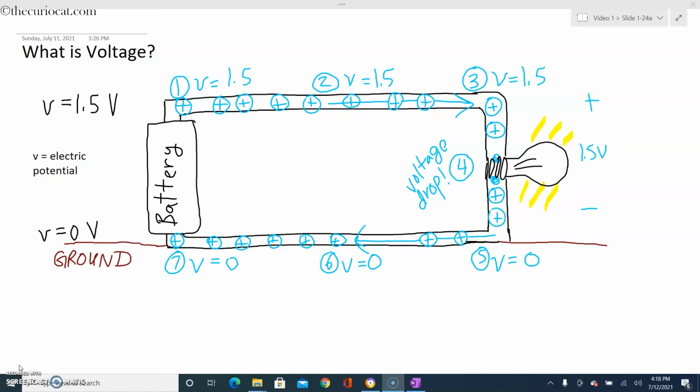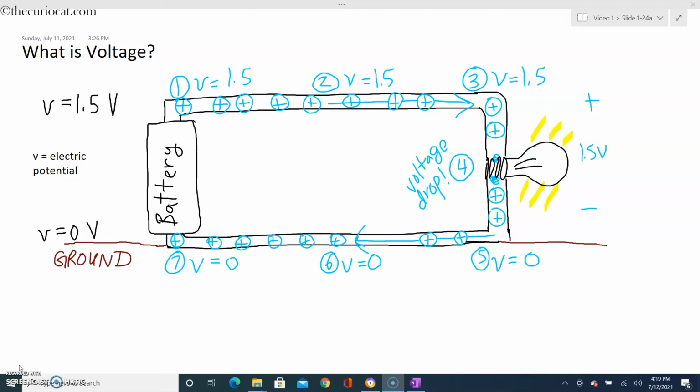At locations 1, 2, and 3, the value of V is the same. It is 1.5 volts. At location 4, the charges experience a voltage drop of 1.5 volts. In other words, we can say that there is a 1.5 volt drop in electric potential across the light bulb, which we can denote by drawing a plus sign, a minus sign, and the number 1.5 next to the light bulb.